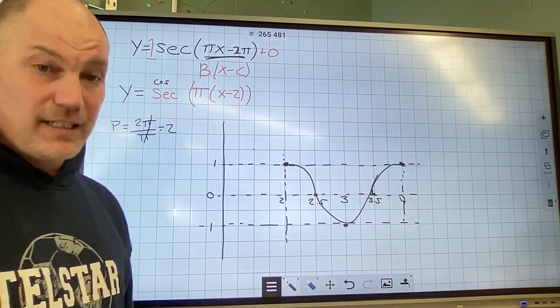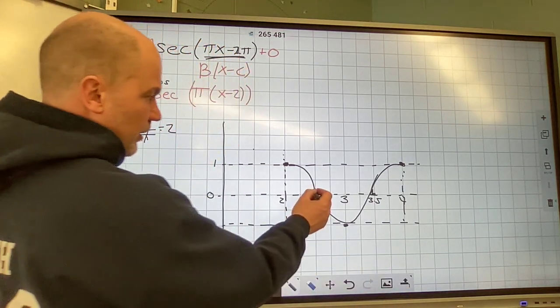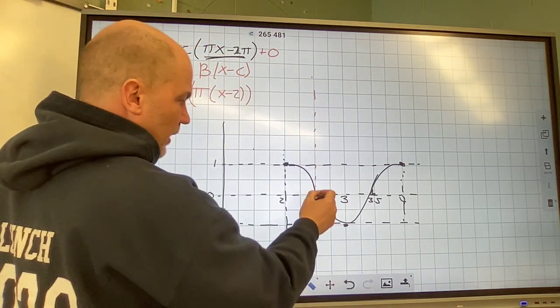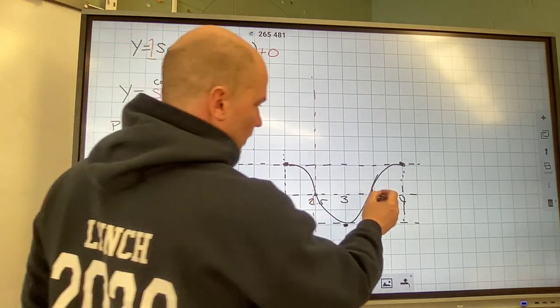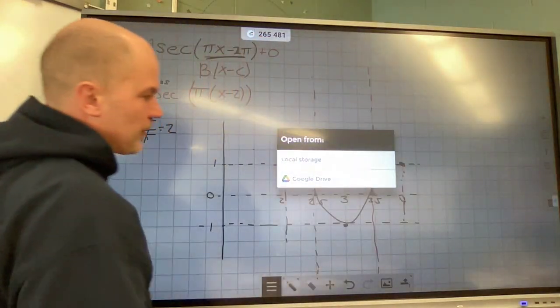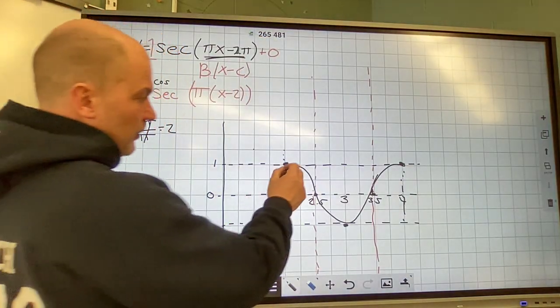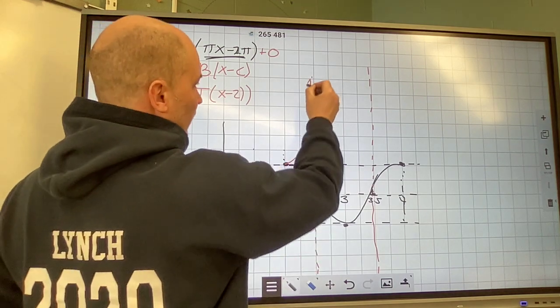Now I'm going to sketch in the secant function. Just like before, we look to see where there are zeros. All my zeros, or anytime it goes through my midline, those are my vertical asymptotes. So there are my vertical asymptotes. And then all I have to do is sketch from there. So this line goes up.